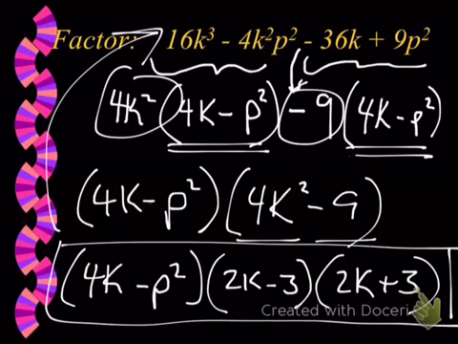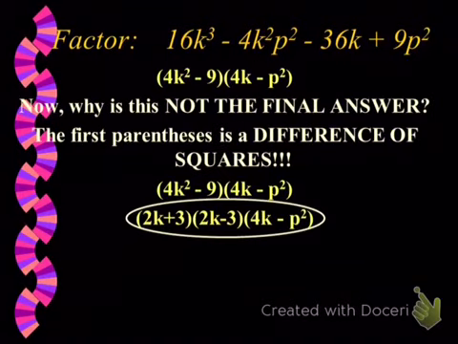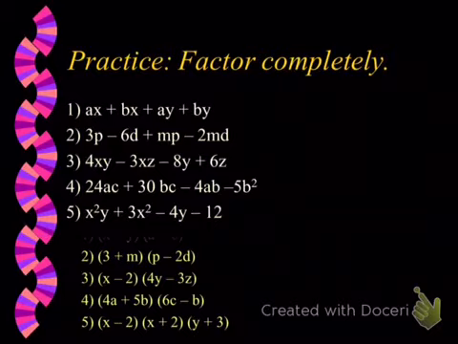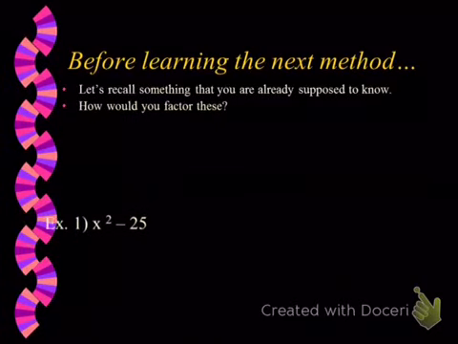Okay? Is everybody good with that? So grouping's not bad, right? Now, what if you have a polynomial that has 4 terms that cannot be factored by grouping? All right. Let's remind ourselves something here.